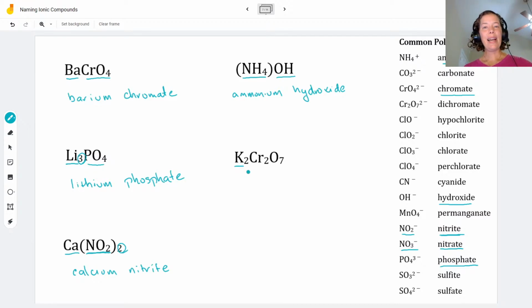We got our cation. This is potassium. Again, yes, there are two of them, but it doesn't make a difference. We just still call it potassium. Okay, great. Our cation is named. Now our anion is Cr2O7. So we just need to find this in our list. So you can see this is dichromate.